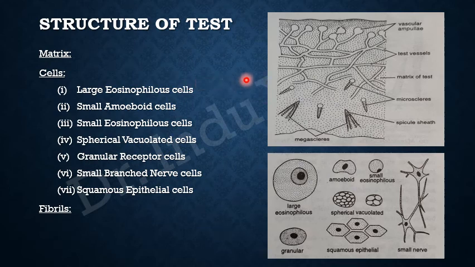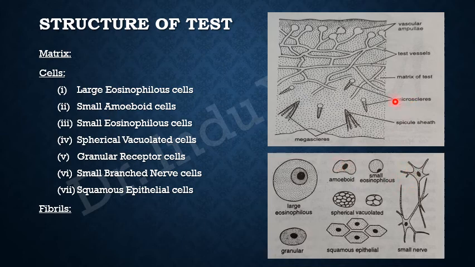Let's come to the structure of test. As I've told you, there is a general matrix in which are lying the cells, the fibrils, the spicules, and the vascular tubes. Now let's take them one by one. First of all, let's explain what the matrix is. The matrix forms a general base of the test in which are embedded all these 4 things, and it is composed of tunicin. Now let's come to the cells.